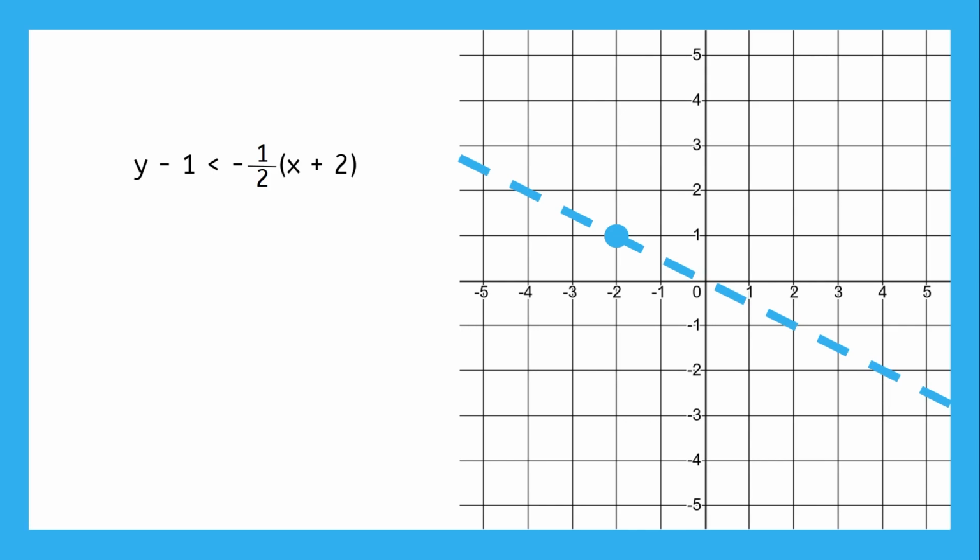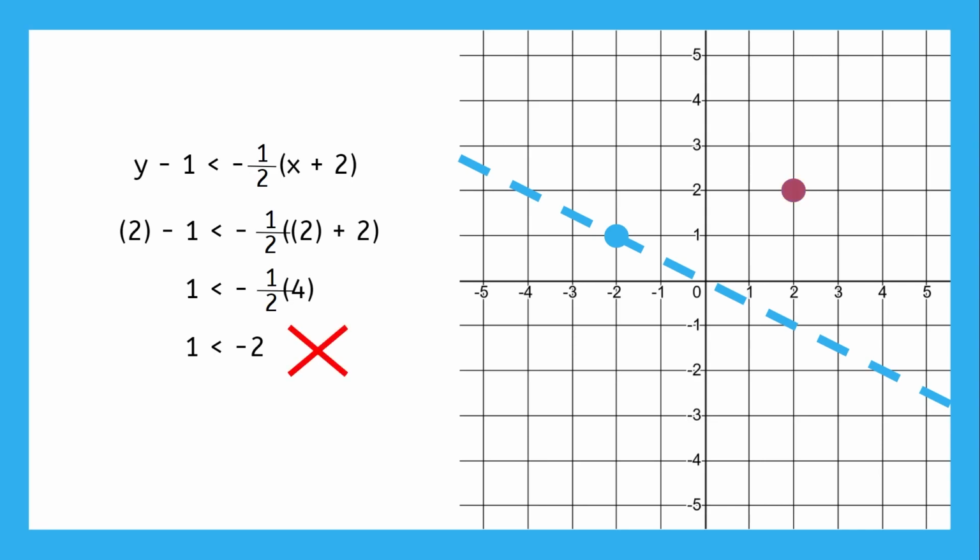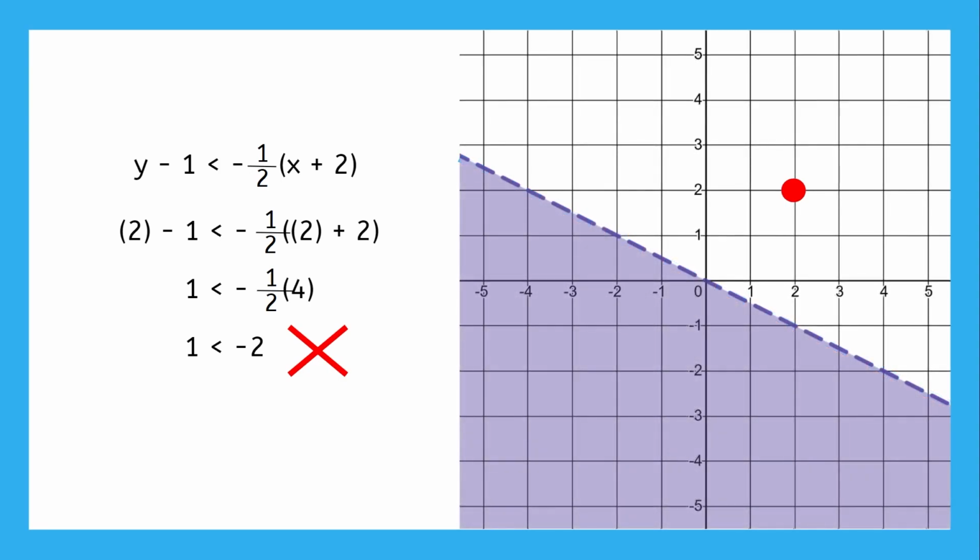Finally, we need to test a point, but 0, 0 isn't on one side or the other, it's on the line. Since testing that point won't tell us which side is correct, we'll need to test some other point. So let's go with 2, 2. Plug in 2 for x and y, then simplify both sides. Did the result come out true? No. So our test point is on the wrong side of the line. The side with all of the solutions is underneath the line.